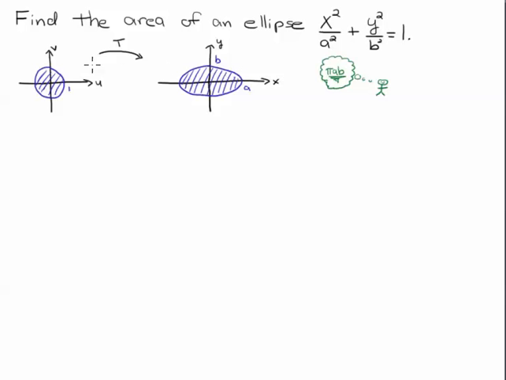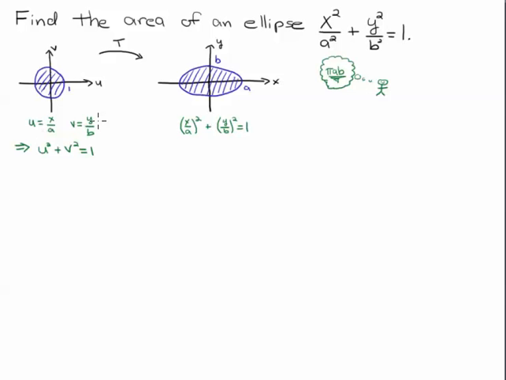and we're going to transform from a circle, which we can find easily enough the area of, to this ellipse. So we're going to use a change of variables to derive that formula pi AB.